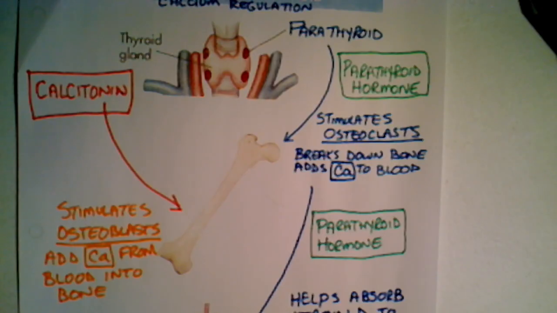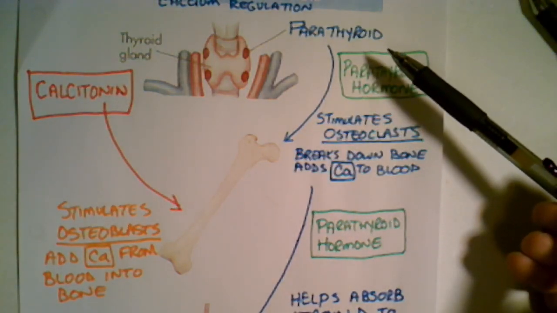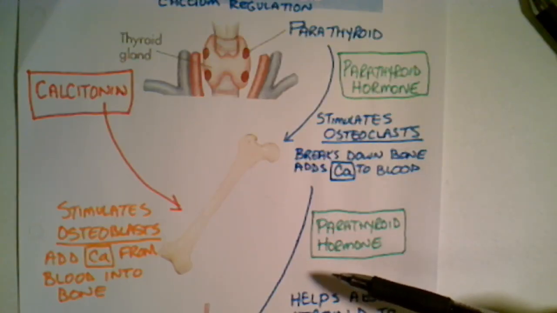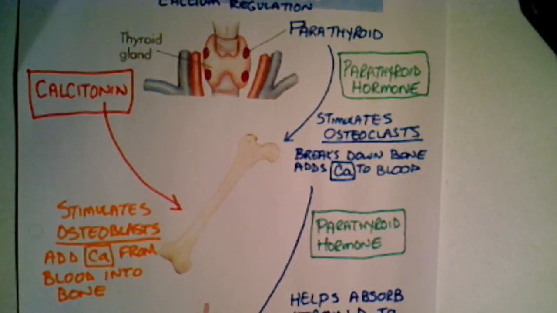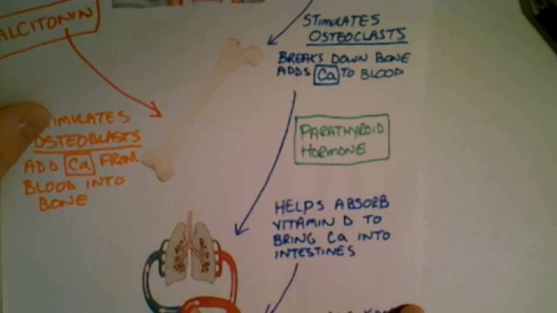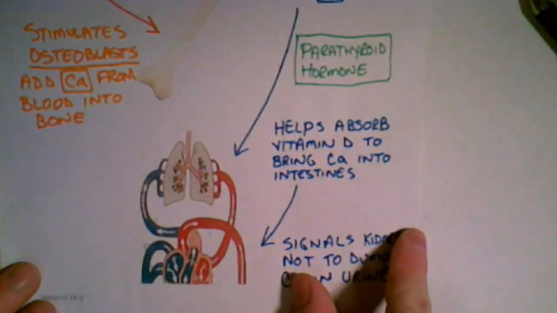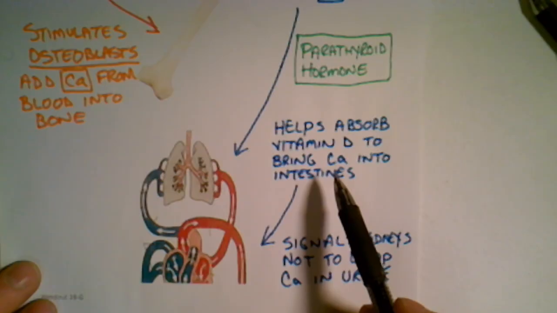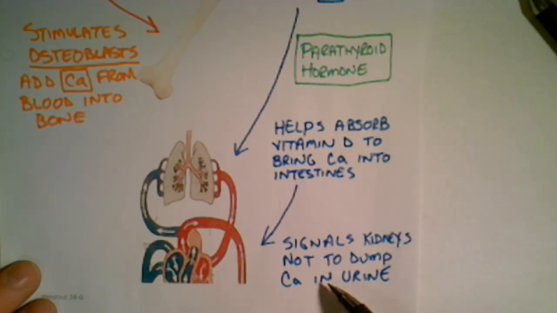Now, if you remember, we need calcium for more than just bone density. We need it for muscle contractions and blood clotting. So the parathyroid hormone also tells our intestines to absorb more vitamin D so we can bring more calcium into the blood. And parathyroid hormone also signals the kidneys to retain calcium in the bloodstream and not pee it out.